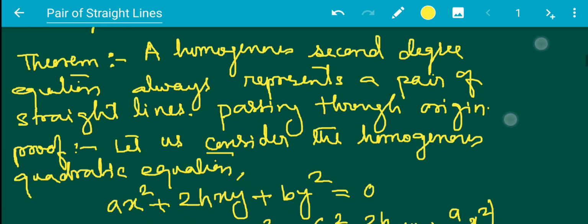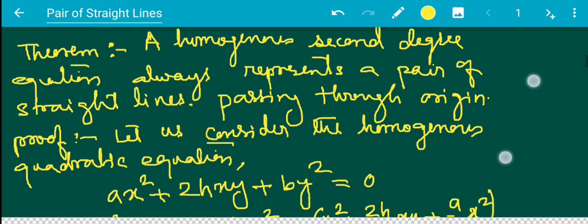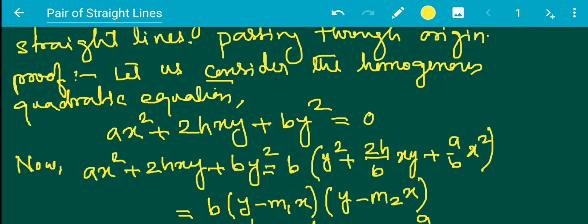It is obvious. Now this is our first result. A homogeneous second degree equation always represents a pair of straight lines passing through the origin. Okay, so homogeneous means all the terms have the same degree. Here x square, x into y, that is 1 plus 1, that is 2, and y square. So all the terms are of degree 2. So this equation is homogeneous of degree 2. Now this equation represents a pair of straight lines passing through the origin.